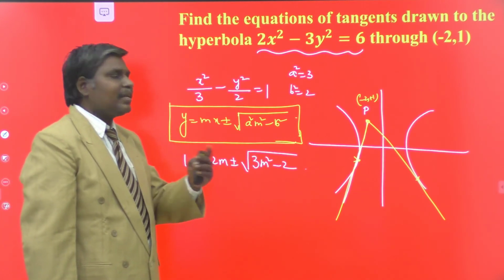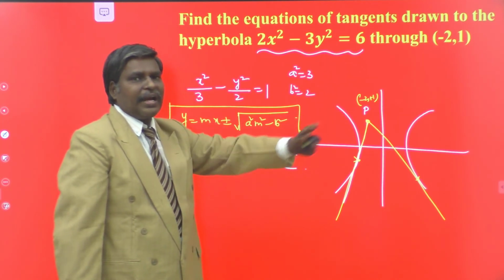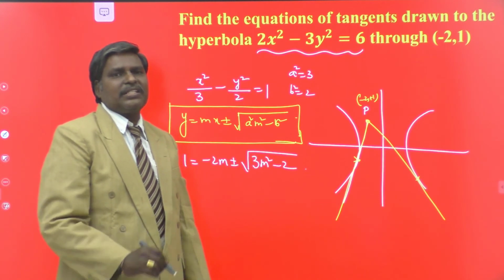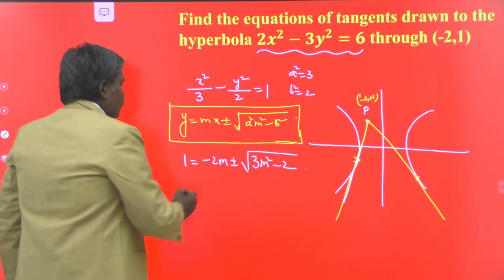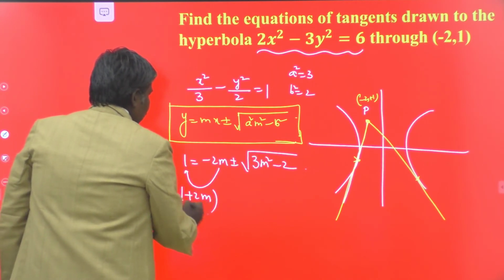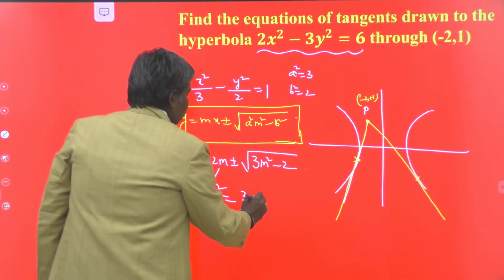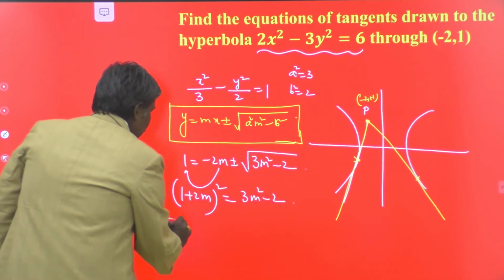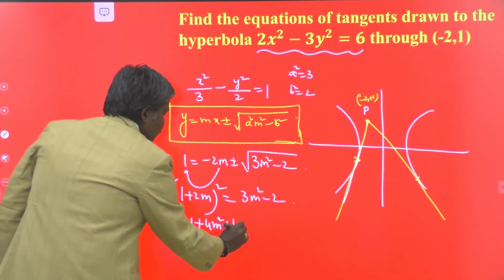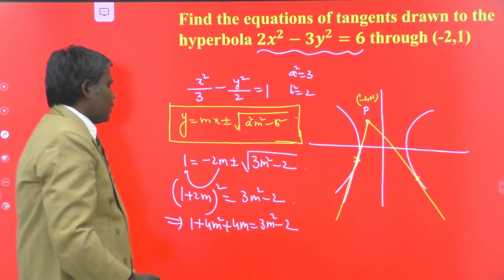So, to avoid this confusion, after getting the slopes, by using that point P, write the equation by y - y1 = m(x - x1). Therefore, take that -2m to the left side: 1 + 2m, squaring again, (1 + 2m)² = 3m² - 2. Implies what happened? 1 + 4m² + 4m = 3m² - 2. This is 3m² - 2.